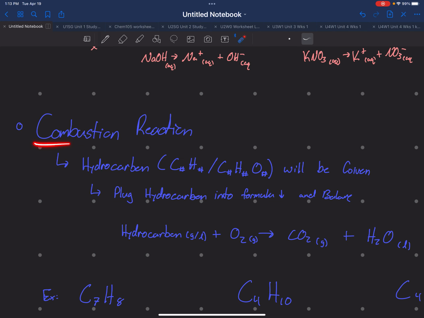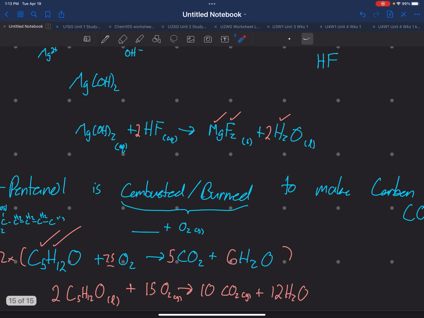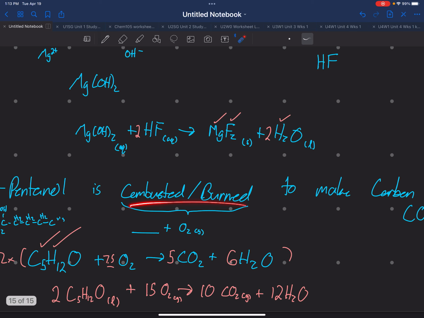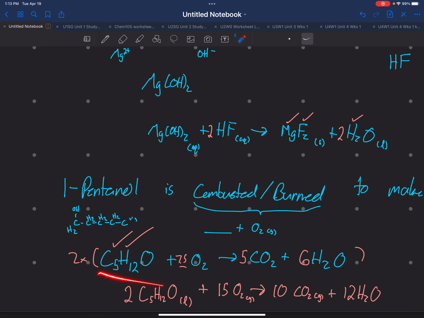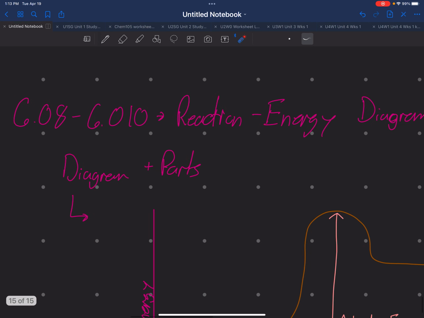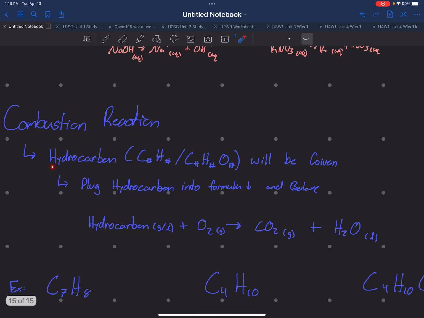Okay. Combustion reaction. It was mentioned earlier, I think on this last one, that combustion is just adding O2 to something, like a hydrocarbon. So that's just repeated over here. So for a combustion reaction, it's a hydrocarbon, and they'll usually give you the formula, like C7H8 or something like that.